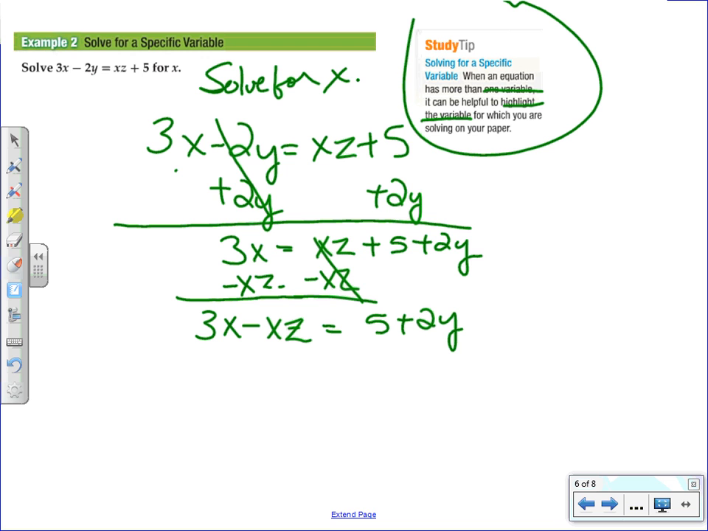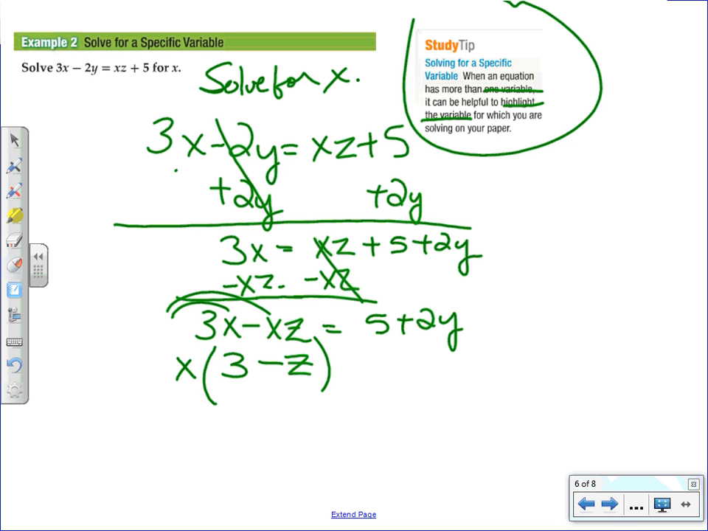Now you'll notice we're going to do sort of the opposite of distributive property. We're going to undistribute. Notice that both of our terms have an x in them. So if I take the x out, both the x's out, what do I have left? 3 minus z. Now think about that a second. Now let's distribute. If I go x times 3, I get 3x. If I go x times z, I get xz.